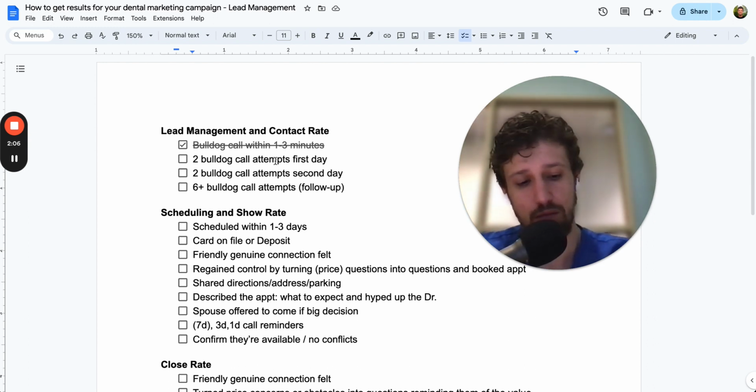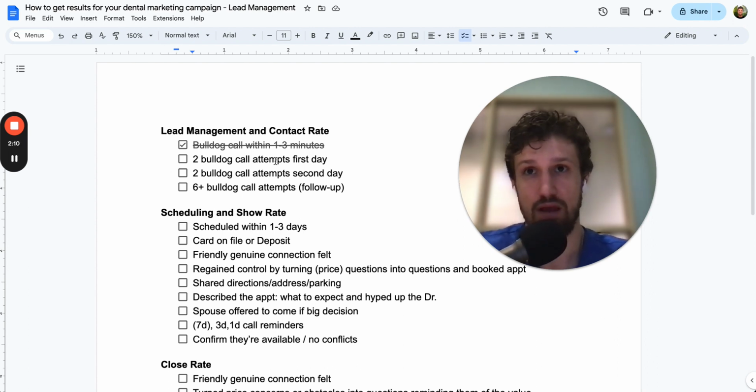Say they come in the morning at 10 a.m. We've given them an initial speed to lead call at 10 a.m. But we should also follow up with them, say, that afternoon, right? So maybe towards the end of the day at 4 or whatever, give them another call. I would say 2 to 3 call attempts in the first day. This is the principle of striking while the iron's hot. A lot of times you'll find that there's a better contact rate, a better interest rate in coming in for an appointment when it's closer to when they actually submitted that initial inquiry.